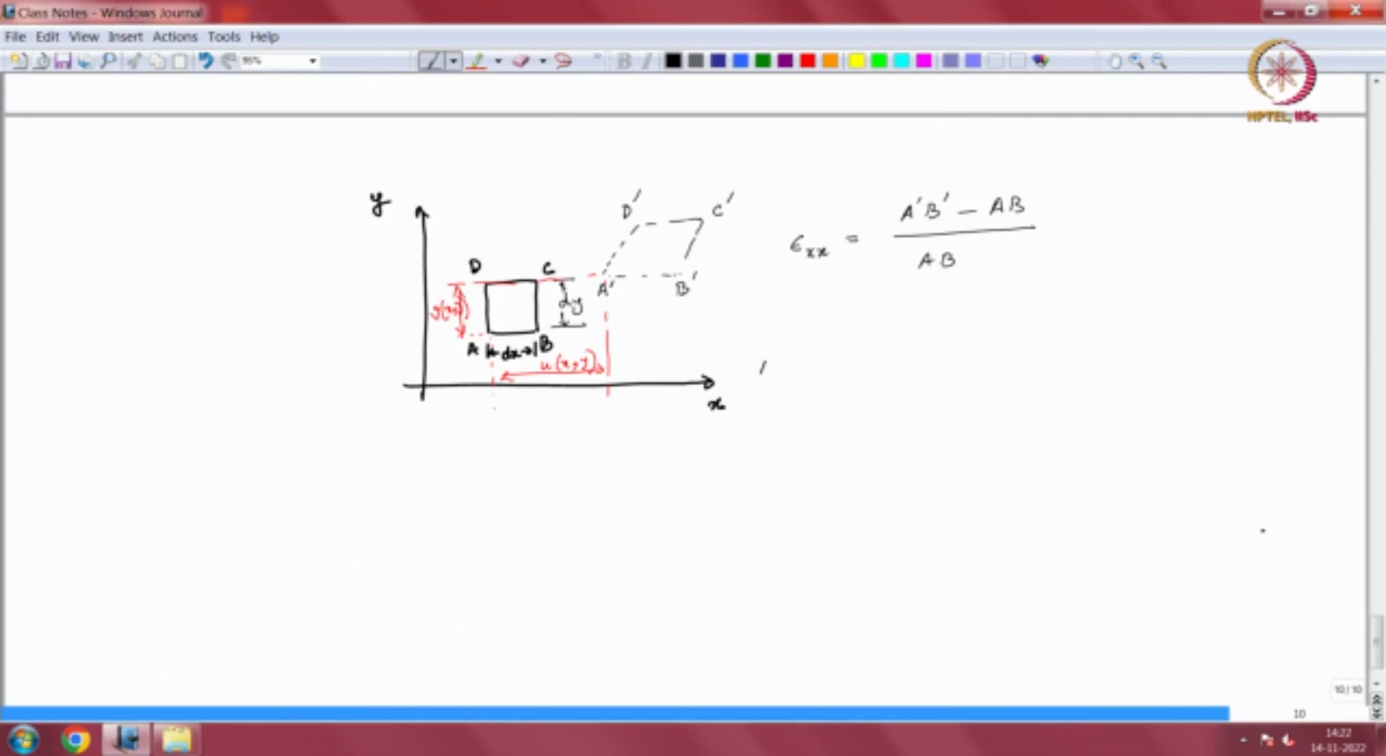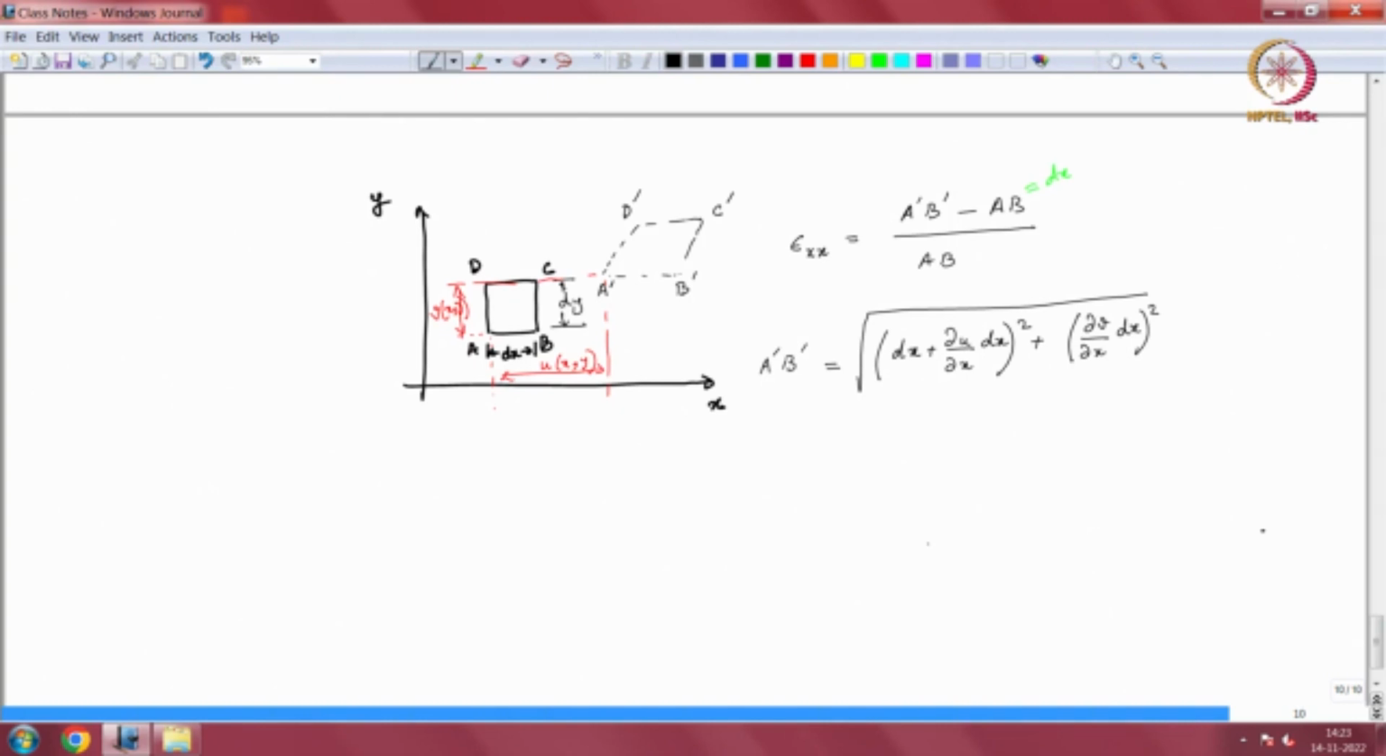So, all I now need to do is to find out this new length. I know AB, which is equal to dx, right. So, this portion is already known, this is equal to dx. So, if I have to find A dash B dash, then I again apply the Taylor series, and what I find is this is the square root of (dx plus del u del x times dx) whole square plus my del v del x times dx whole square. It is a 2-dimensional problem, so we are just going to take 2 dimensions here, right.